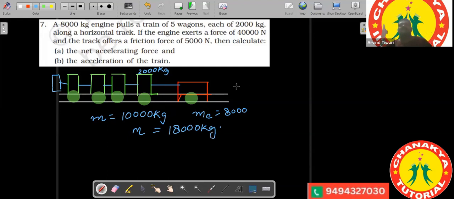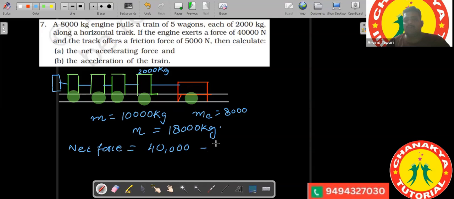Then the engine exerts a force of 40,000 Newton and the track offers a friction. So the net accelerating force you need to calculate, that is the net force, will be given as a subtraction of this. It would be 40,000 minus 5,000, which is 35,000, the net accelerating force. Then you can find out your acceleration, which is given by force by mass.